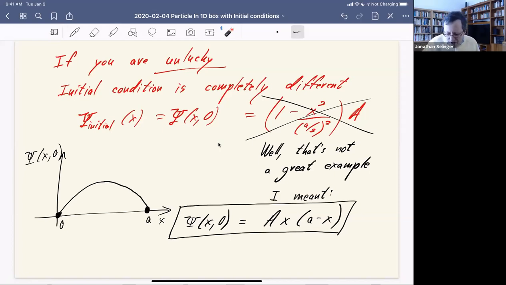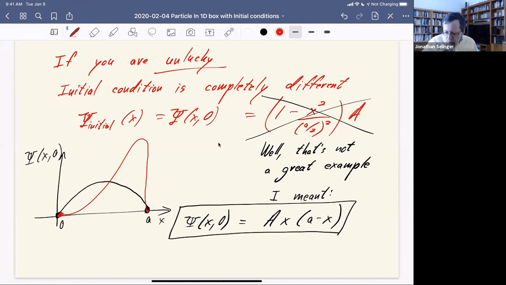So maybe your function looks like that, or maybe your function looks like, I don't know, any weird thing, something like that, okay? That matches the boundary conditions at the two ends, but in between it does something strange. Okay, so then the question is, what do you do with that, right? So that is not a single separable solution. That is not the sum of separable solutions. So what is it, and how does it evolve in time?